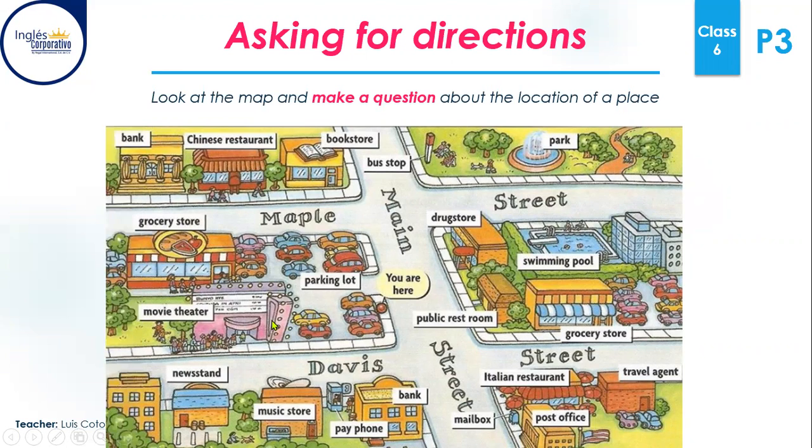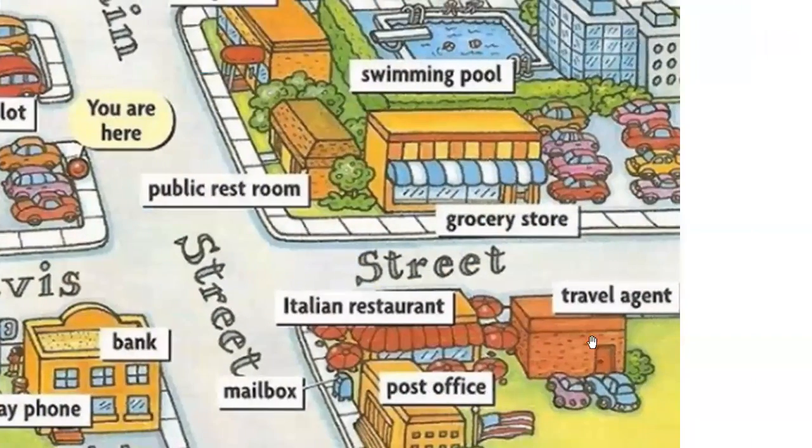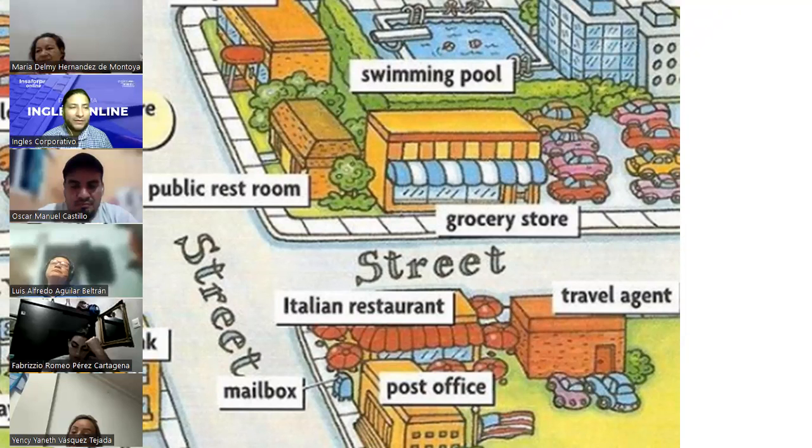Maria del Carmen. Excuse me. Where is the post office? All right. Post office. Where is it? Okay. The post office is next to the Italian restaurant. Oh, I like Italian food. Okay, the post office is next to the Italian restaurant. Okay, good, very good. All right, good. Jency Janet, the question, and Oscar, the answer.